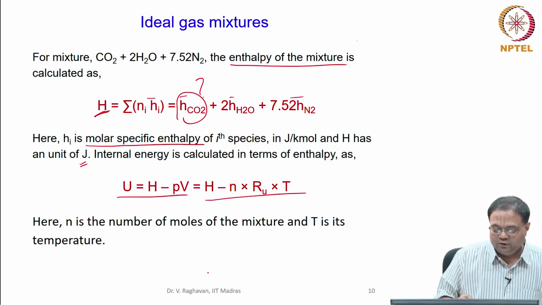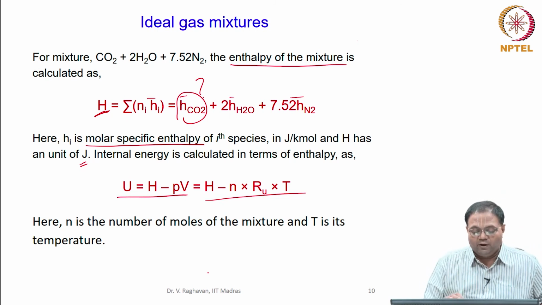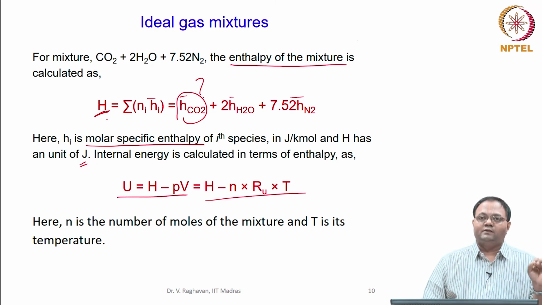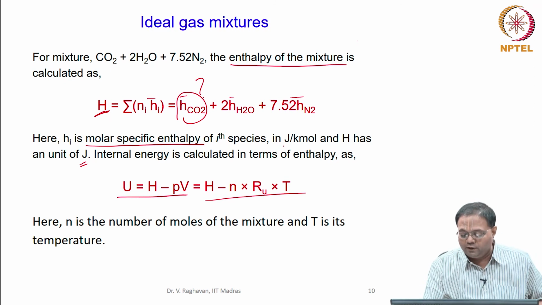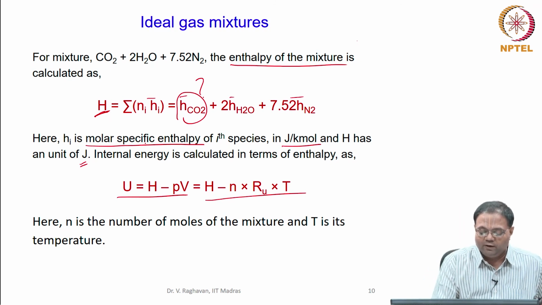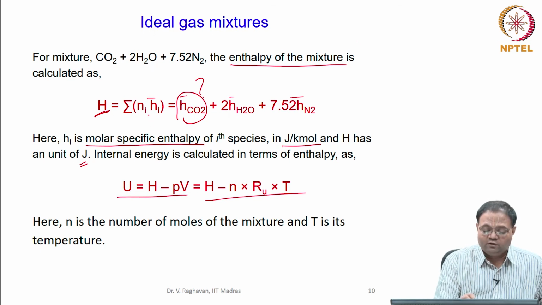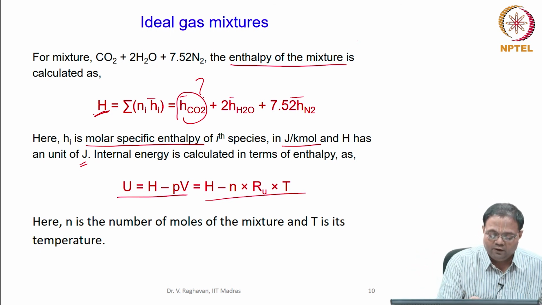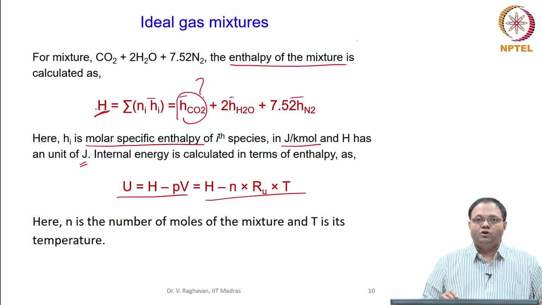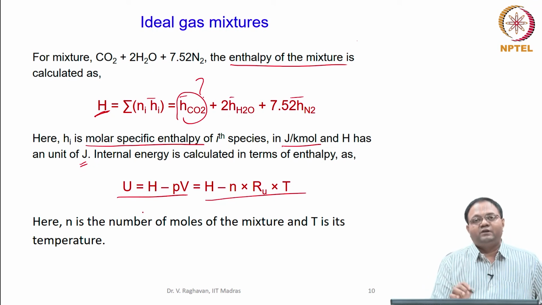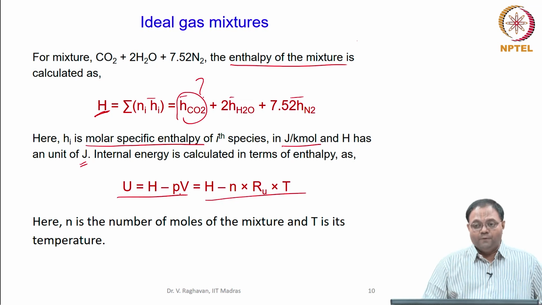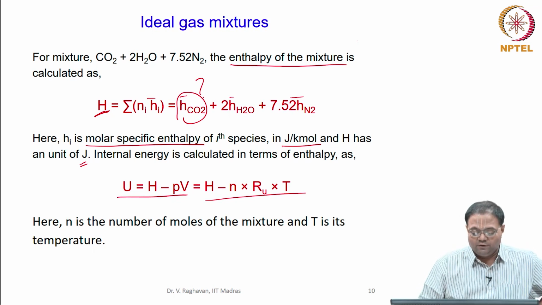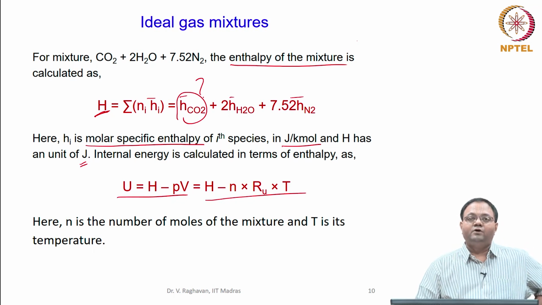Then this is the last one. The enthalpy of the mixture is actually calculated using what are called molar specific enthalpies, which is in joule per kilomole, and multiplying the molar specific enthalpy of an individual species with its own number of moles. So Ni into Hi, and summing it over all the species, you will get the enthalpy of the mixture H in joules. Now, internal energy can be calculated using the definition of the enthalpy, H minus PV equal to U. Then PV can be replaced by the equation of state. So, this is the way you calculate the properties of ideal gas mixtures.